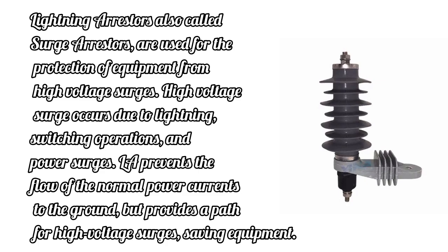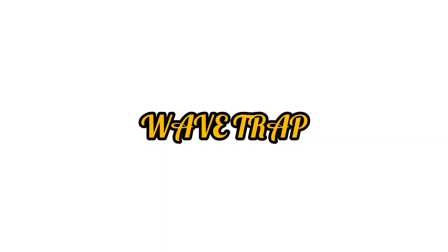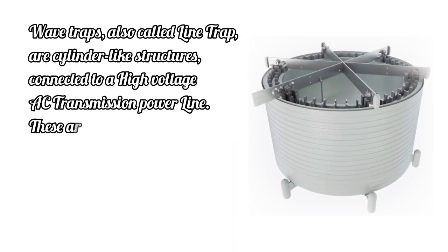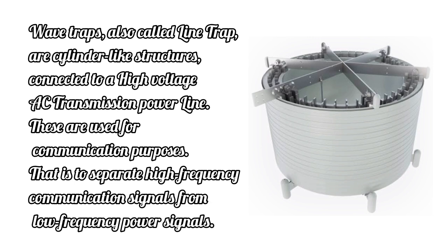surges, saving equipment. Wave trap. Wave traps, also called line traps, are cylinder-like structures connected to a high voltage AC transmission power line. These are used for communication purposes, that is, to separate high-frequency communication signals from low-frequency power signals.